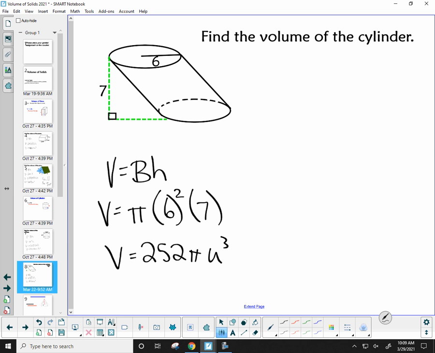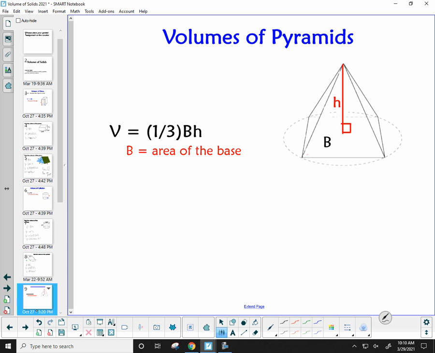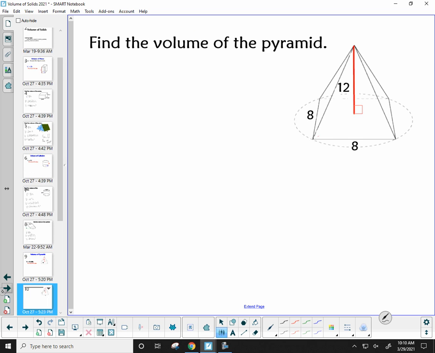All right, so those are our shapes with two bases. Prisms and cylinders, they have the exact same formula. Just got to think about the area of the base, right? Okay, now we're going to deal with the shapes that have just one base, so pyramids and cones. So the pyramid, the volume is 1/3 times the area of the base times the height. Again, my base for a pyramid can be any polygon. So here we go.